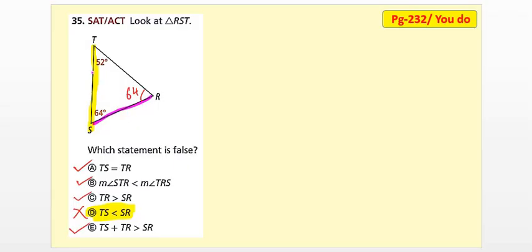It's not possible because it is lying opposite to 64 and this pink one is lying opposite to 52. So actually TS is greater than SR, not less than. So this is the only option that is wrong. So they wanted us to find the option that is wrong.